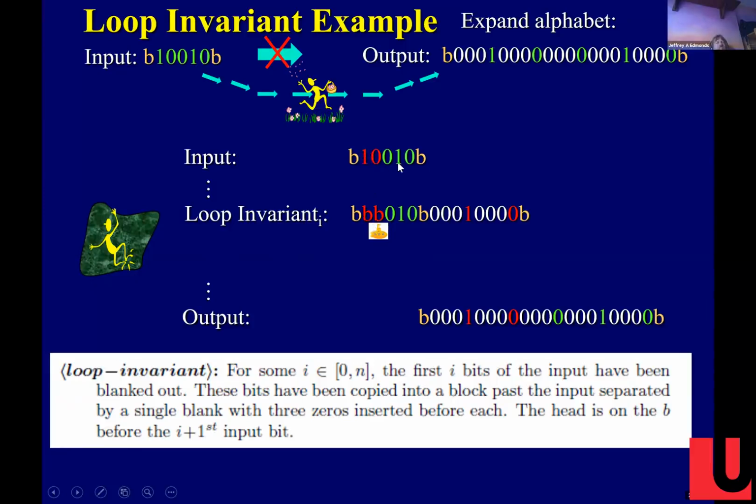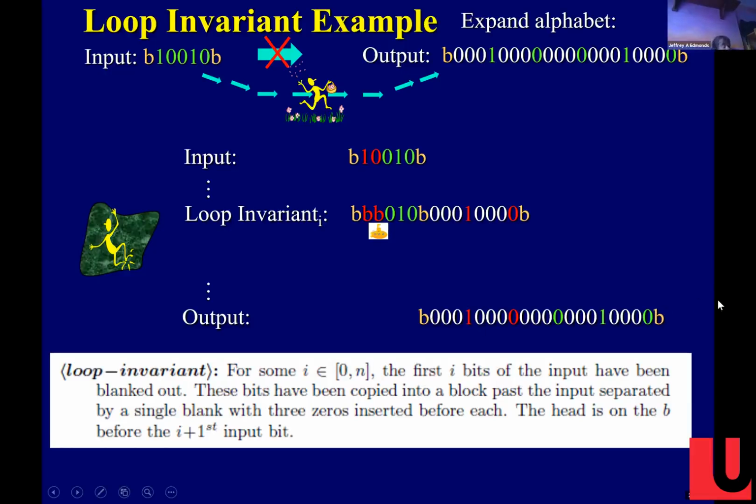So I've done 0 characters. When I've done 0 iterations, I'm really right here at the input. What's true? I've blanked out 0 characters, and I've done 0 things over here. So that's the loop invariant for I equals 0. This is the loop invariant for I equals 2. What's the loop invariant for I equals 5? It is that I blanked everybody out, and all 5 of them are done here.